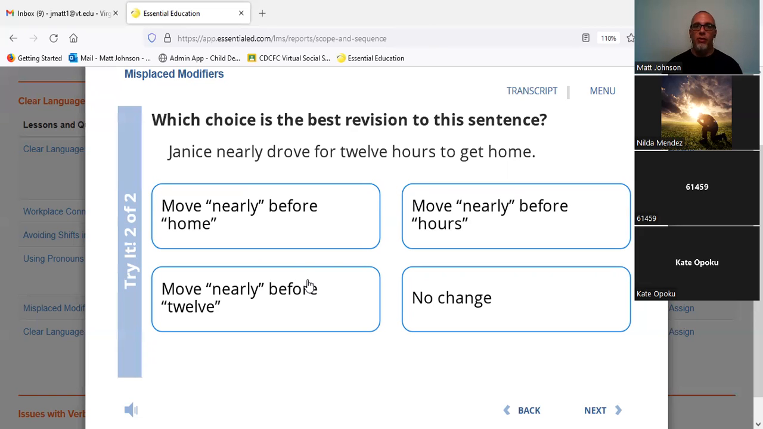So Janice drove for nearly 12 hours to get home, right? Because otherwise she didn't make it there at all because she didn't even get to her car. She nearly drove. But we want to say that she drove nearly 12 hours. You could see that those modifiers, those words, are really easy to put in the wrong place. So we move nearly to before 12, and that'll fix it.